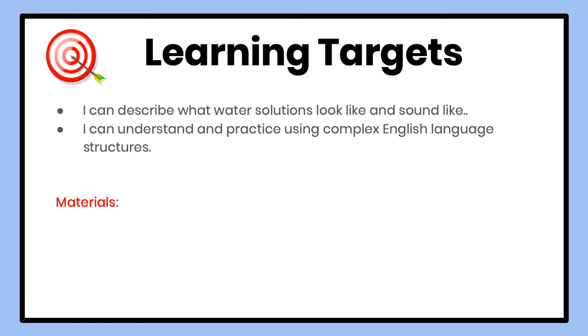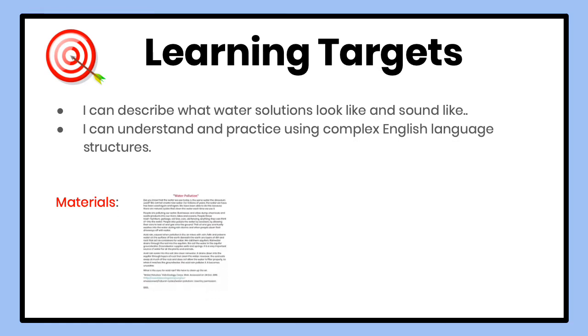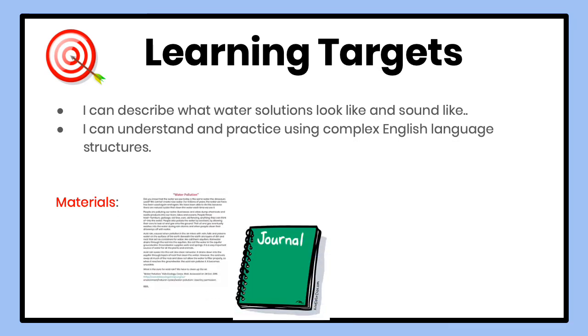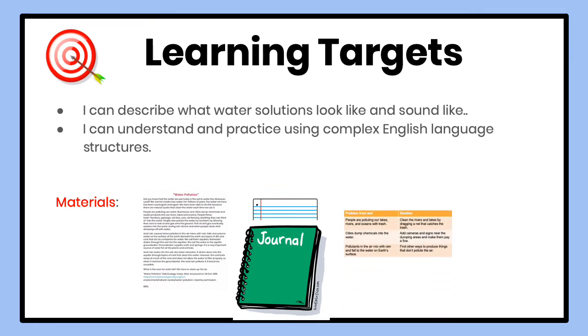The materials that you will need are the water pollution article, the journal or sheet of paper that has the problem-solution chart that we used in our previous lesson, and a pencil.